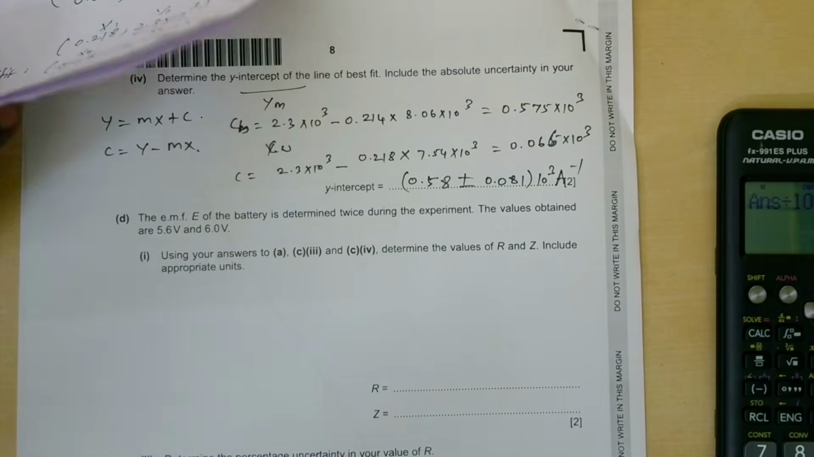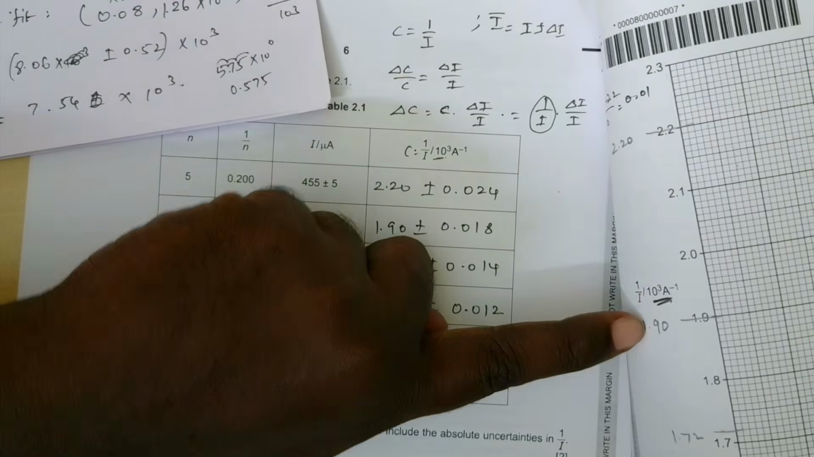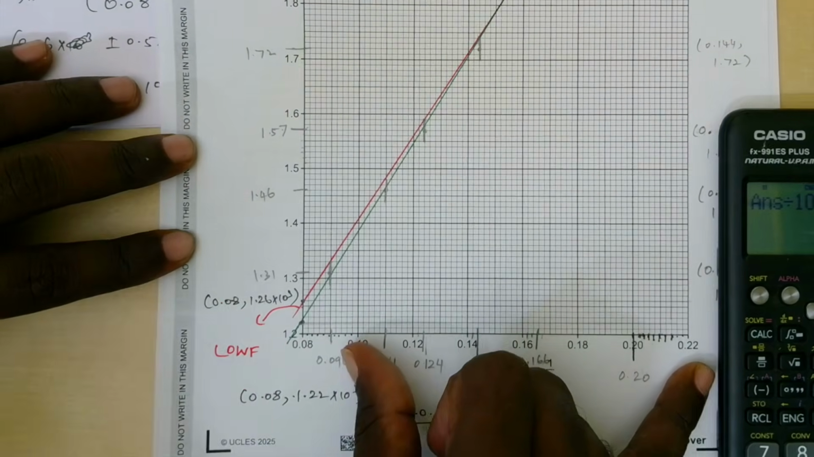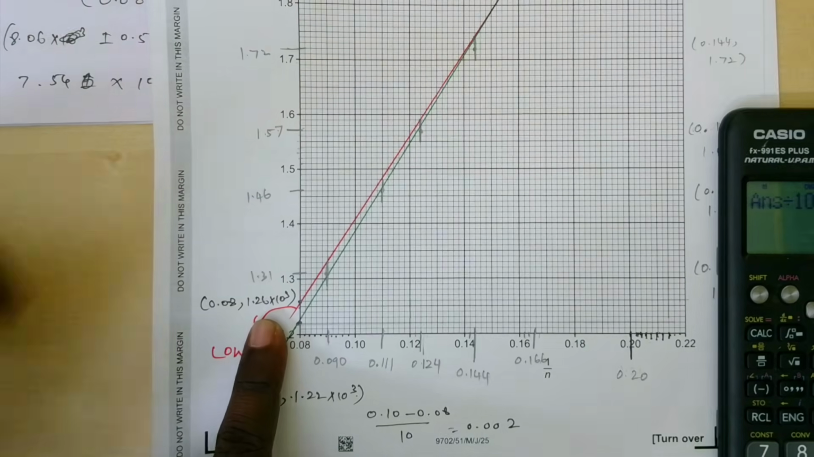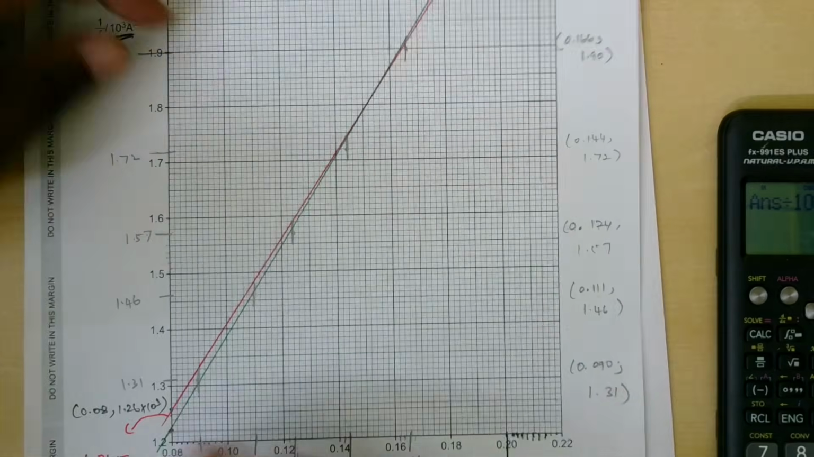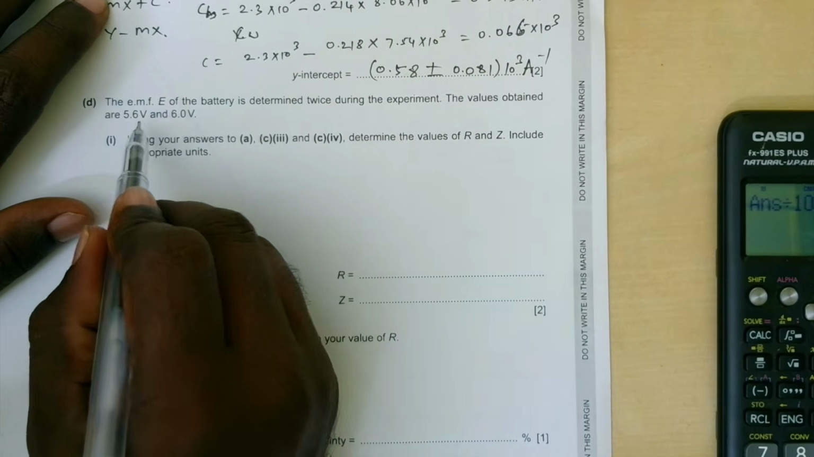The EMF E of the battery is determined twice. Ampere inverse is just whatever the unit of the y axis is. One more thing you can do is extrapolate the graph. Here it is 0.1, so take this distance, and y will go here. It is approximately this value, 0.5. You can just take a look at the graph. The two values are 5.6 and 6.